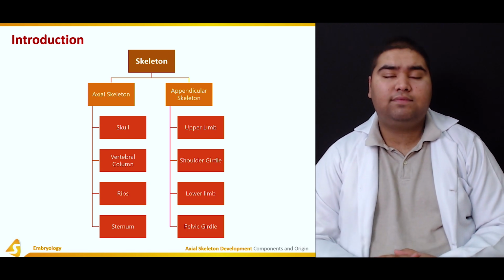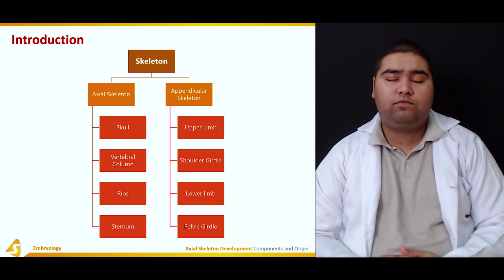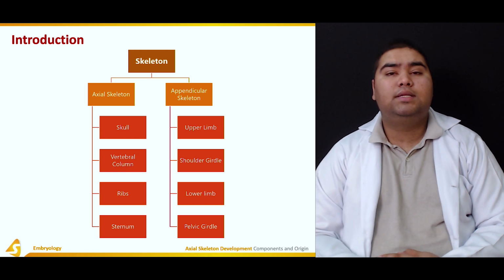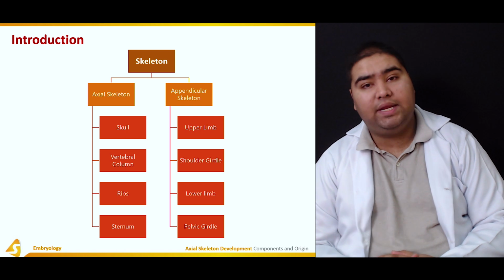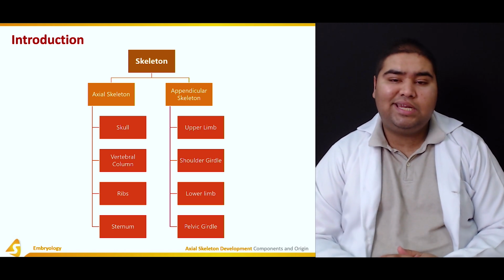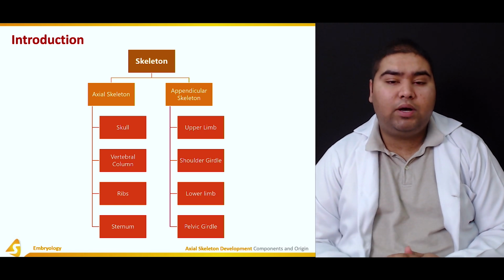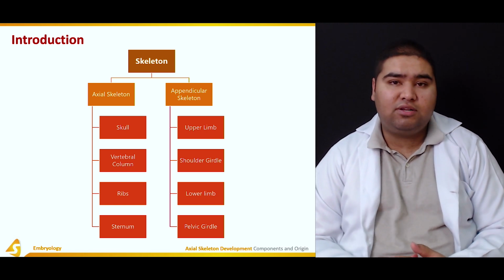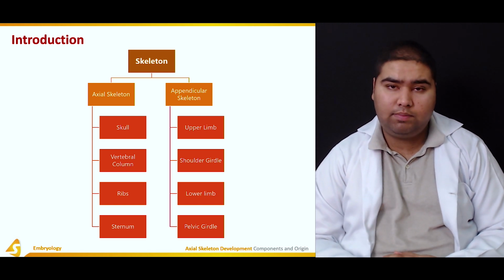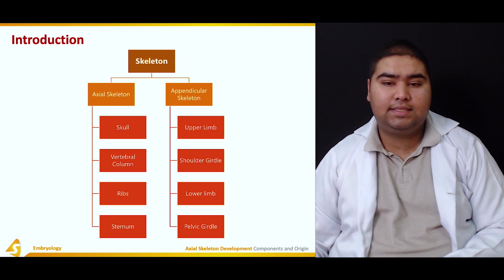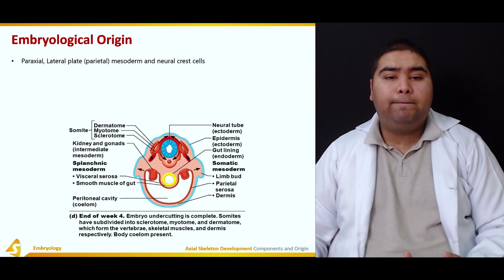So, for the ease, for the convenience, and also from a functional point of view, the skeleton is divided into two parts: the appendicular skeleton for the appendages, and the axial skeleton, which is the central skeleton in the body. We'll be talking about the development of this central skeleton, which has the four basic elements, which are skull, vertebral column, ribs, and sternum. So, embryological origins.